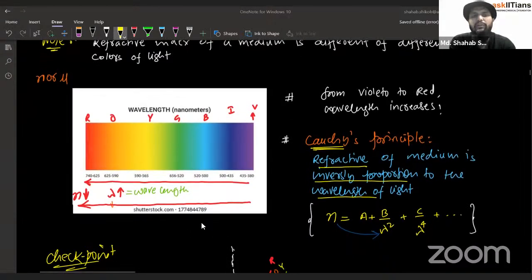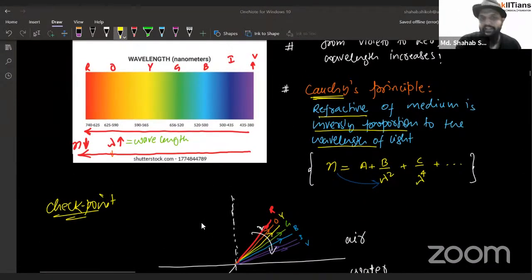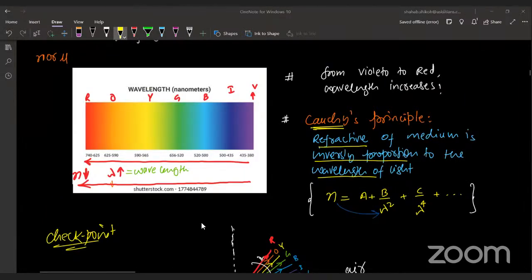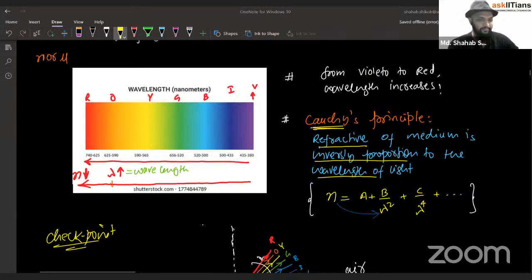What is this 1.5? It's not for white light, it's not for yellow color. Basically, listen, you have a glass, and it has a different refractive index for different colors. Violet has a different refractive index, maybe 1.51 for violet, maybe 1.48 for indigo, and so on for yellow, orange, green, red, all 7 colors. If you take the average, that average is mentioned as 1.5.